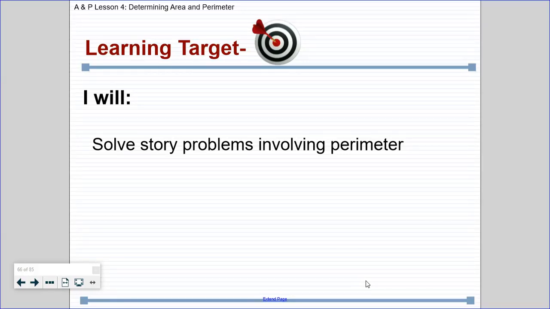Hi, third graders. This is Mrs. Oyster, and today we are going to be using what we know about perimeter to solve some story problems. So our learning target today is to solve story problems involving perimeter.